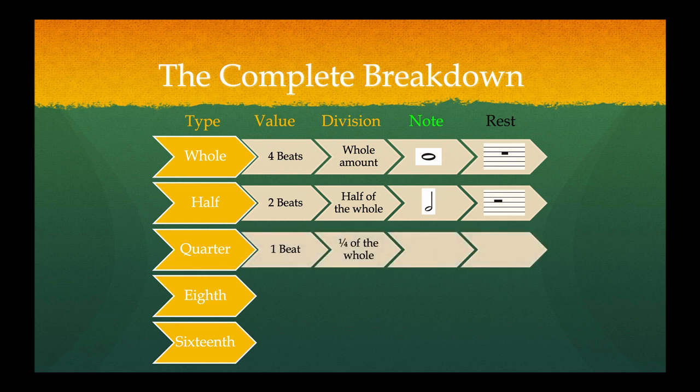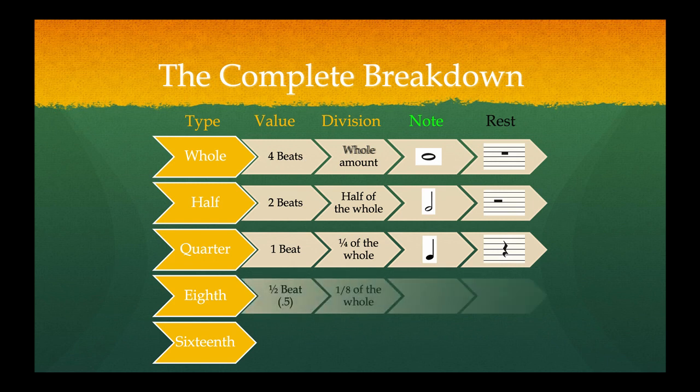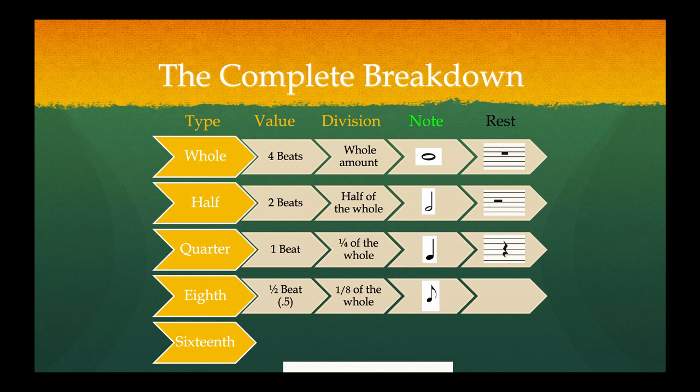A quarter is worth 1 beat because it's 1/4 of the whole. So a quarter note gets 1 beat of sound, and a quarter rest gets 1 beat of silence. An eighth is worth 1/2 of a beat. That's 0.5 of a beat because it's 1/8 of the whole. So an eighth note is worth 1/2 a beat of sound, and an eighth rest is worth 1/2 of a beat of silence.